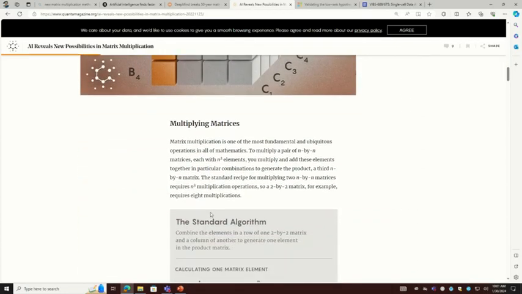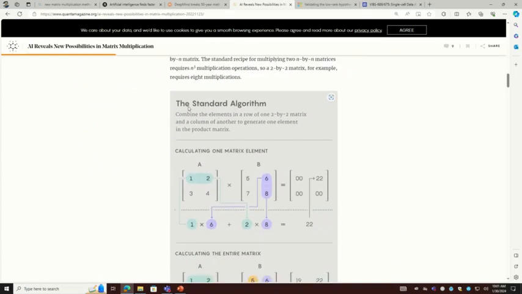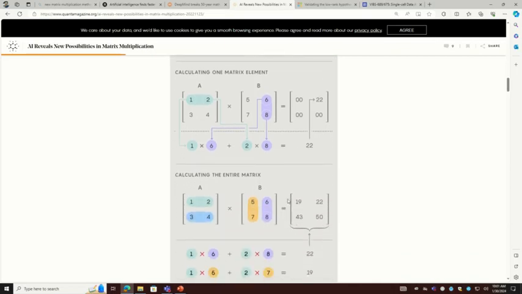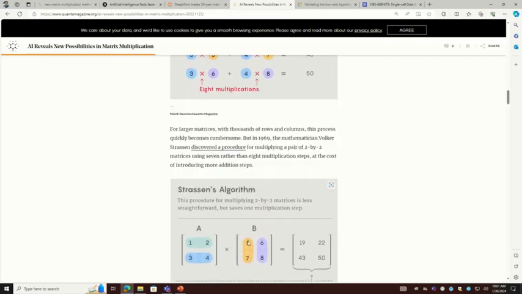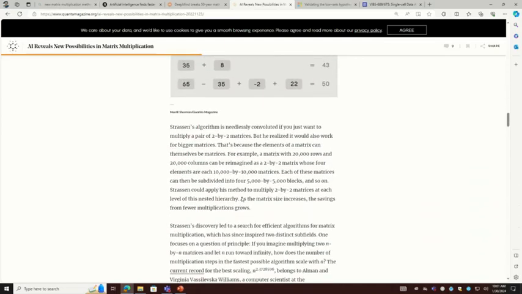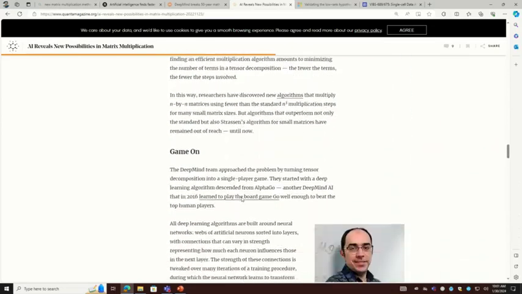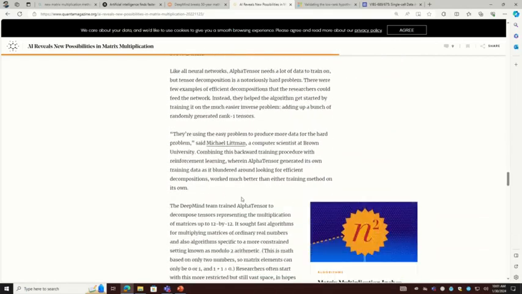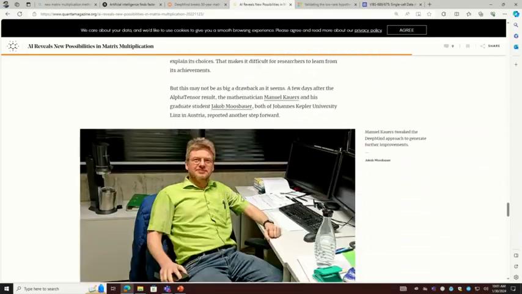So basically, if you do multiplication with the standard algorithm, you know how to do it manually. There are shortcuts, and this human-established algorithm will save some of the steps, but the Google machine learning algorithm discovered a new way to do it.